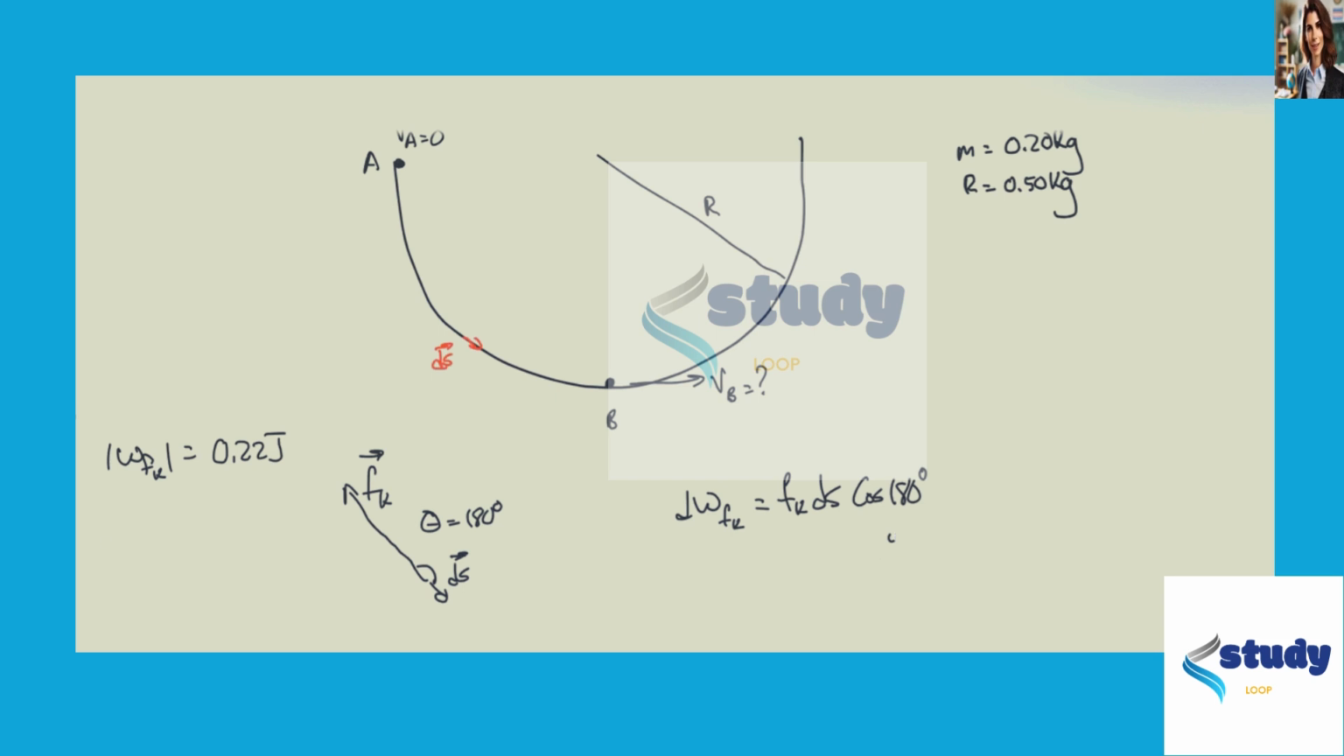And that will be true at all points. You could do this at every single point. Fk changes, but there's always cosine 180, so they're all negatives. So just adding up all negative values, the work done by Fk is equal to minus 0.22 joules. So we know the negative sign.